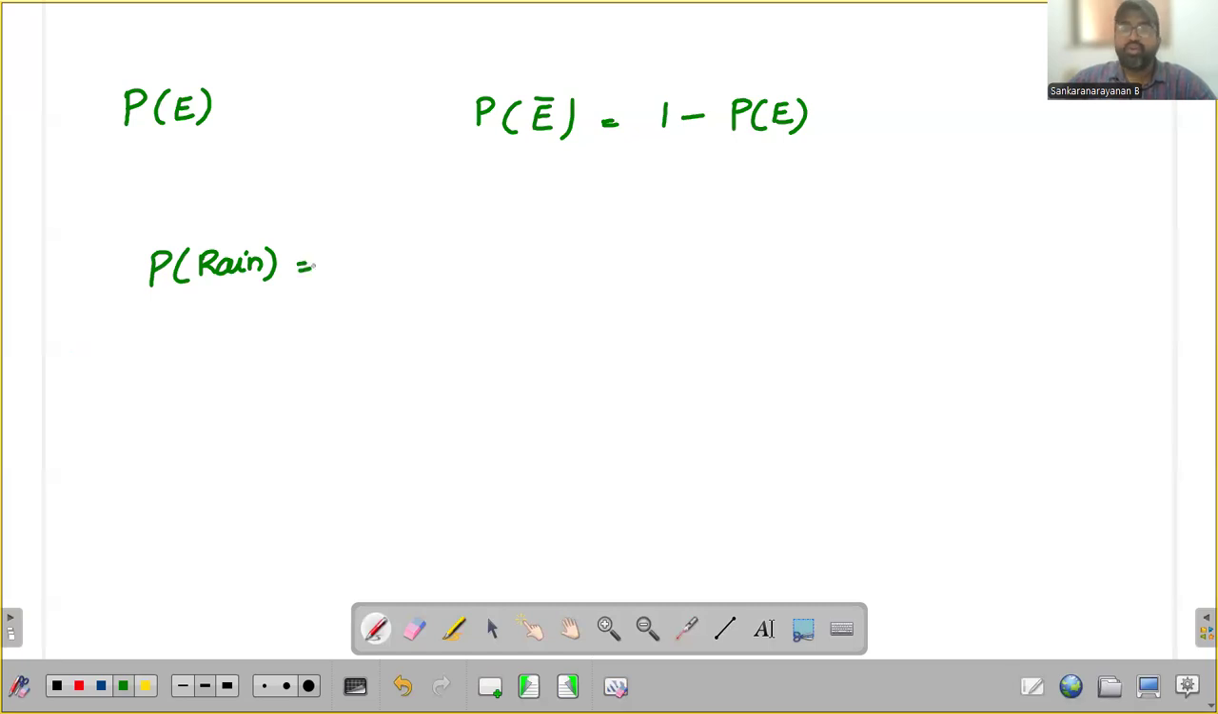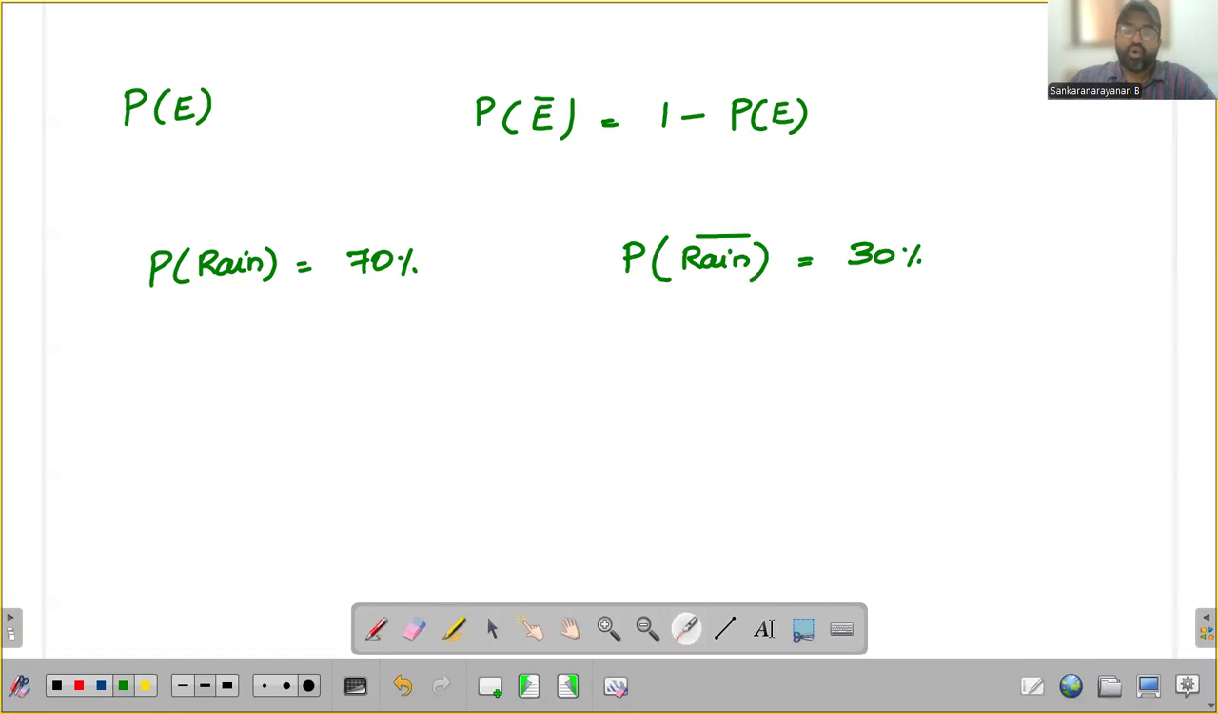Also, if I say the probability of occurrence of an event is P of E, the probability that the event E does not occur is 1 minus the probability that the event E is happening. For example, I say that the probability that it is going to rain today is equal to 70%. Automatically it means that the probability that it is not going to rain will be 100 minus 70, that is equal to 30%. So if there is a 70% chance that it is going to rain, automatically it means there is a 30% chance that it is not going to rain. Make a note of this aspect.